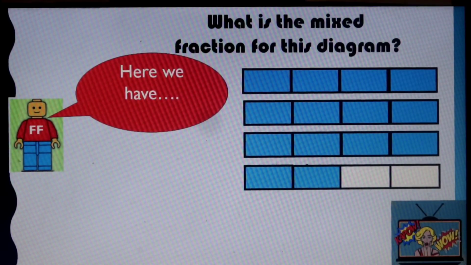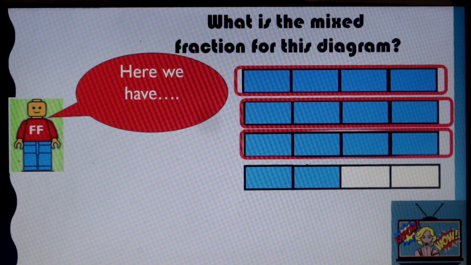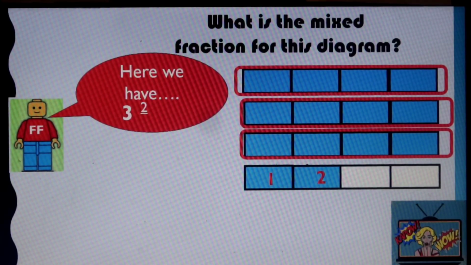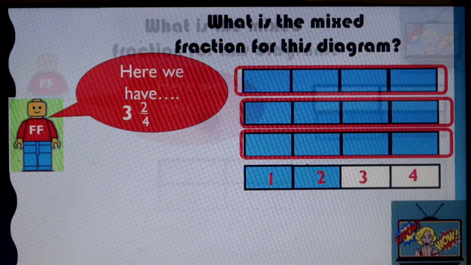What is the mixed fraction for this diagram? So we need to count how many wholes. Let's count. 1, 2, 3. So we have here 3 wholes, and how many in the other? So we've got 1, 2, which are blue. So we're going to put that in our numerator, which is here. And how many altogether? 2, 3, 4. So that is 3 and 2/4, or you could say 3 and 1/2, which is the same.